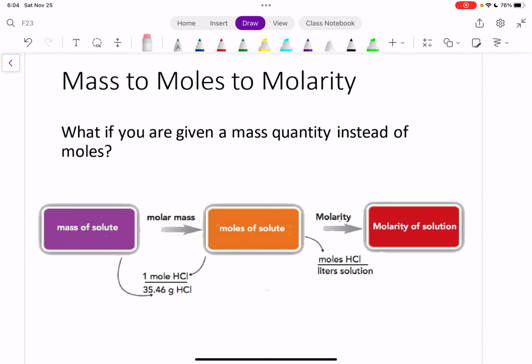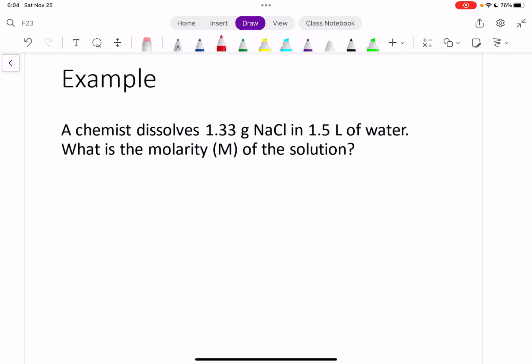So just another tool in our tool belt. All right, so let's try this. A chemist dissolves 1.33 grams of NaCl in 1.5 liters of water. What is the molarity of the solution?